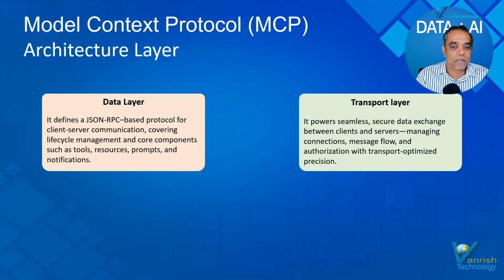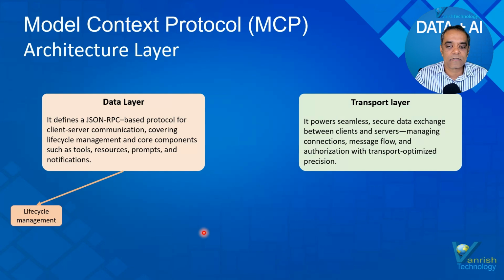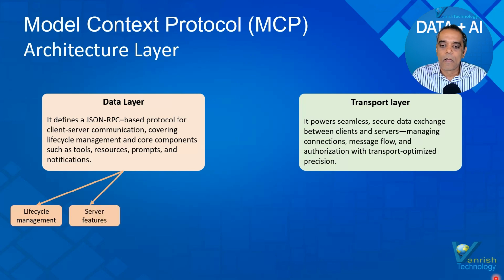First, the data layer includes lifecycle management. Lifecycle management handles connection initialization, capability negotiation, and connection termination between the client and server. Second is server features. They enable the server to provide core functionality, including tools for AI actions, resources for context data, and prompts as interaction templates from the server to the client.